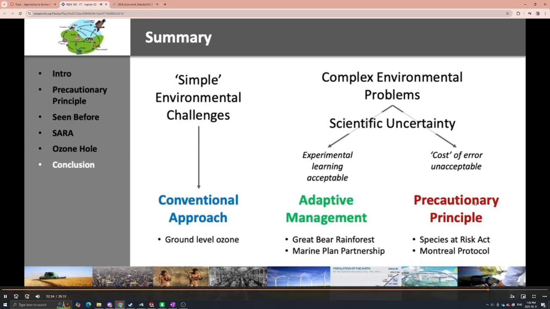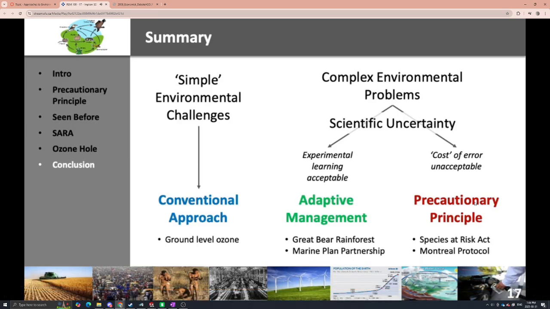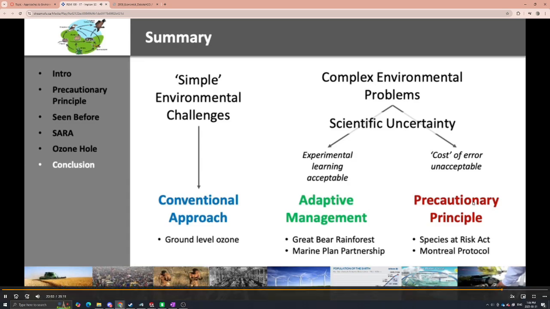Let's wrap this up with a brief overview of the three different management approaches. We used the complexity of the problem, or the associated scientific uncertainty and the severity of the consequences, as guides for our discussion. If the problem is relatively simple, with a clear pathway between human activities and the environmental impacts, the conventional management approach is appropriate and effective. This involves setting a target based on established science, coming up with focused interventions, and monitoring the progress towards the target.